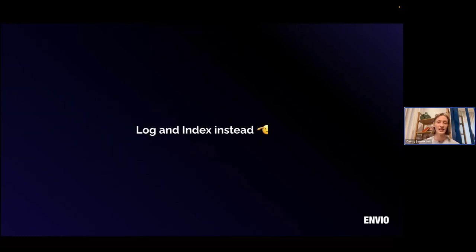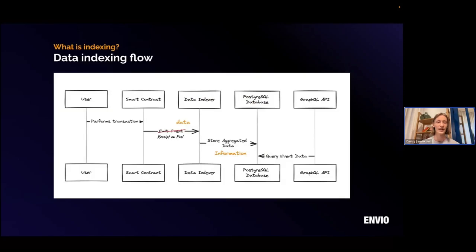And the solution is logging and indexing. And how it looks, here's the most simplified flow I could come up with. Here on the left side, we have a user, and the process moves to the right side. So a user performs a transaction to a smart contract, an RPC call, as I said, or GraphQL or whatever. It doesn't matter because it's different for Fuel, EVM, and other things.